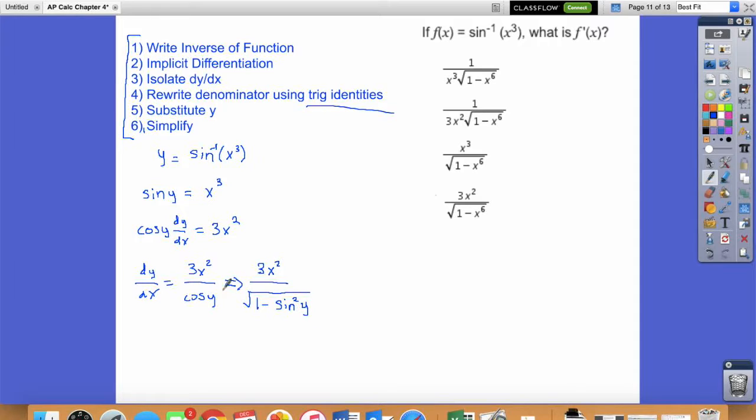Now we know what you're thinking. I said our goal was to get an x and an x, and I still have an x and a y. Well, the identities don't let us change it directly. But if you notice, this is a y, and this up here also tells us y equals. So now we're going to substitute in that y. This is where things are going to look kind of crazy, but you're going to learn a shortcut pretty soon. So that's going to give us dy dx equals 3x squared over the square root of 1 minus sine squared, and now instead of the y, we're going to write the inverse sine of x cubed.